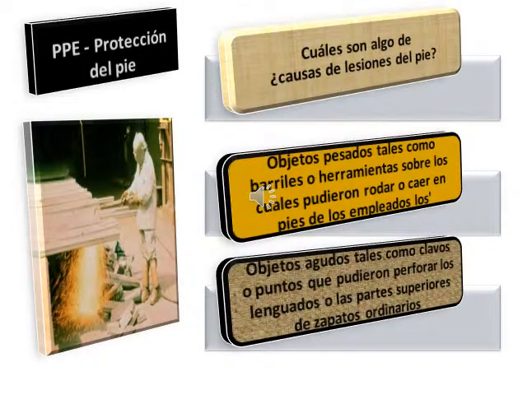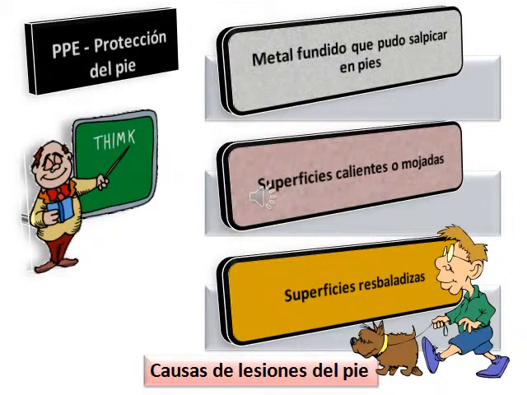What are some of the causes of foot injuries? Heavy objects such as barrels or tools that might roll onto or fall on an employee's feet. Sharp objects such as nails or spikes that might pierce the soles or uppers of ordinary shoes. Molten metal that might splash on the feet. Hot or wet surfaces and slippery surfaces are causes of foot injuries.